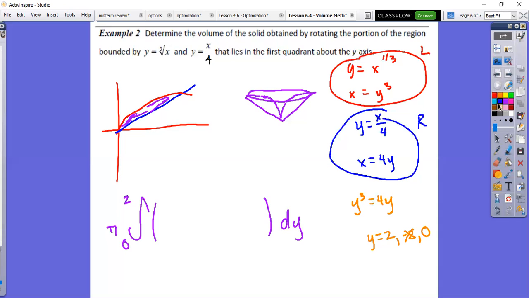So then my right function, remember we're doing all this dy. So my right function, this would be (4y) squared minus my left function, which would be (y cubed) squared. Now I've got my integral set up. And again, I'm going to leave it up to you to actually find that integral.